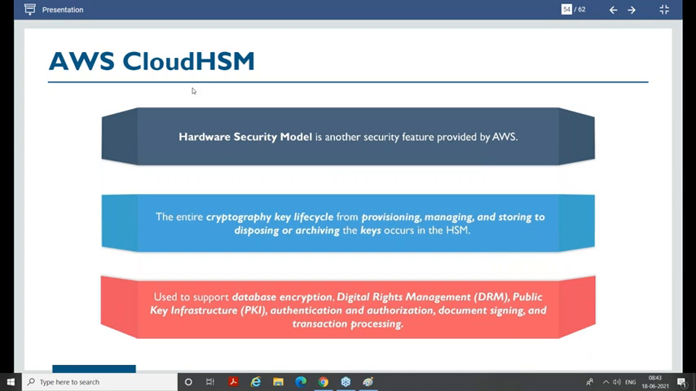So right from your fundamentals, you can decide what cryptography algorithm, how the key should be provisioned, how it should be stored, how it should be archived. Now, along with that, Cloud HSM also allows you a lot of other options. Along with just encryption, it allows you to have your DRM, digital rights management, PKI, your public key infrastructure management, your authentication and authorization, digital document signing, and transaction processing. So all those purposes also you can use your Cloud HSM for.